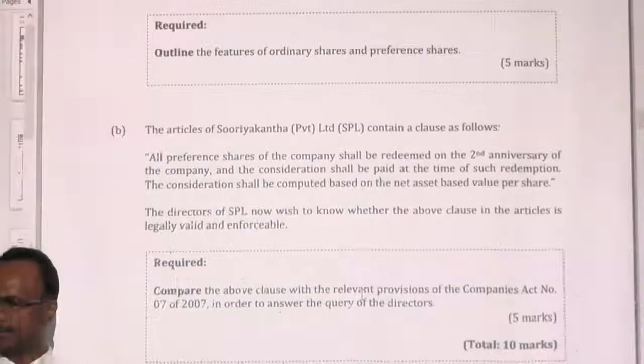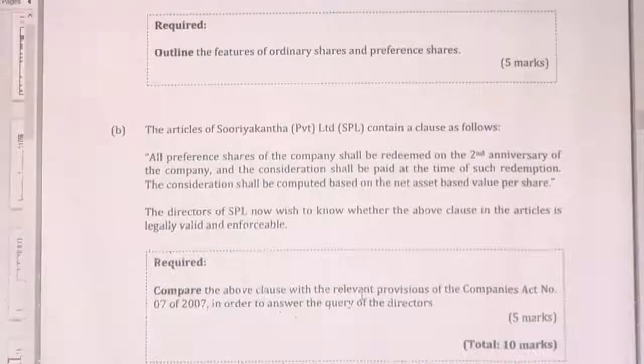In the second part, it says the articles of Suryakanta Private Limited, SPL, contain a clause as follows: all preference shares of the company shall be redeemed on the second anniversary of the company, and the consideration shall be paid at the time of such redemption. The consideration shall be computed based on the net asset based value per share. The directors of SPL now wish to know whether the above clause in the articles is legally valid and enforceable.